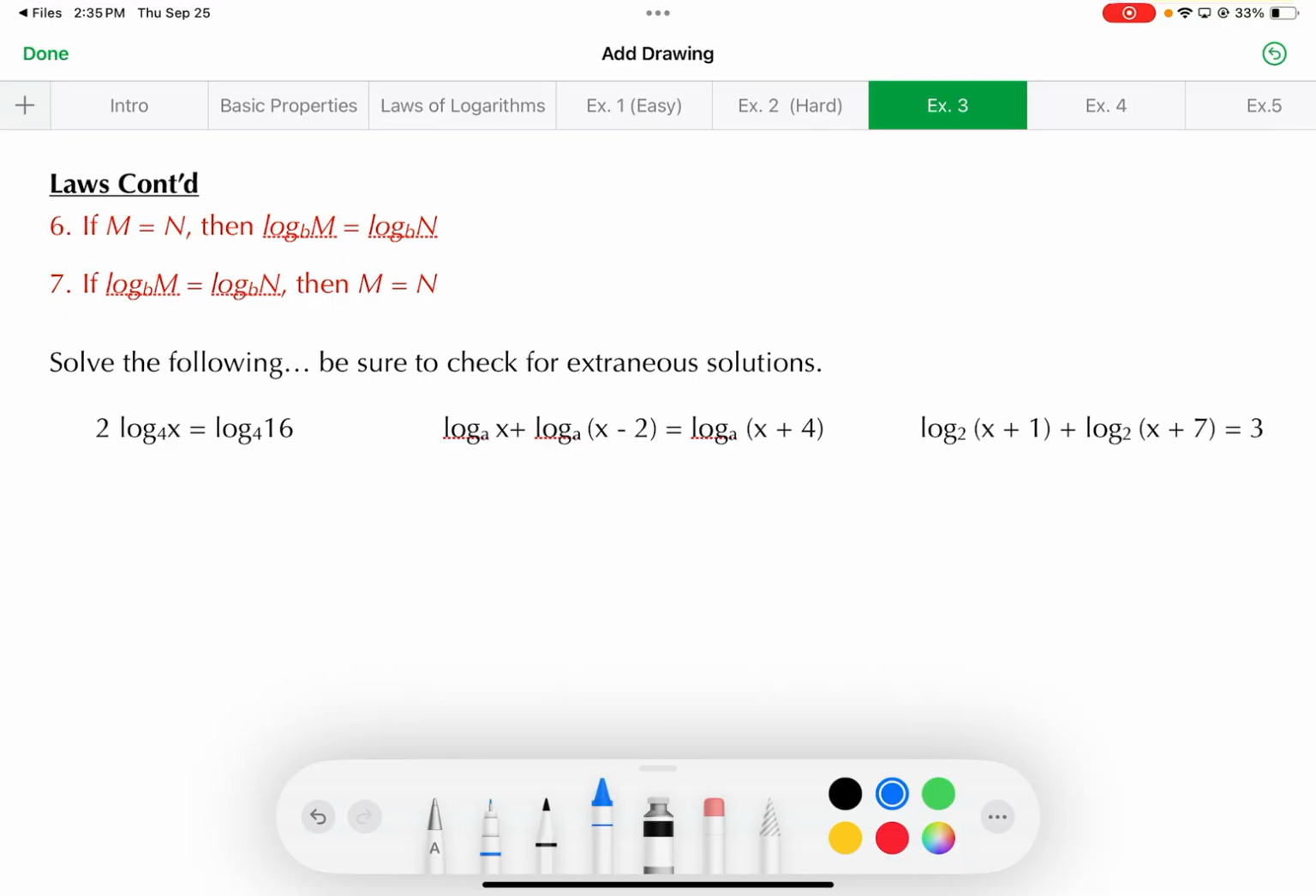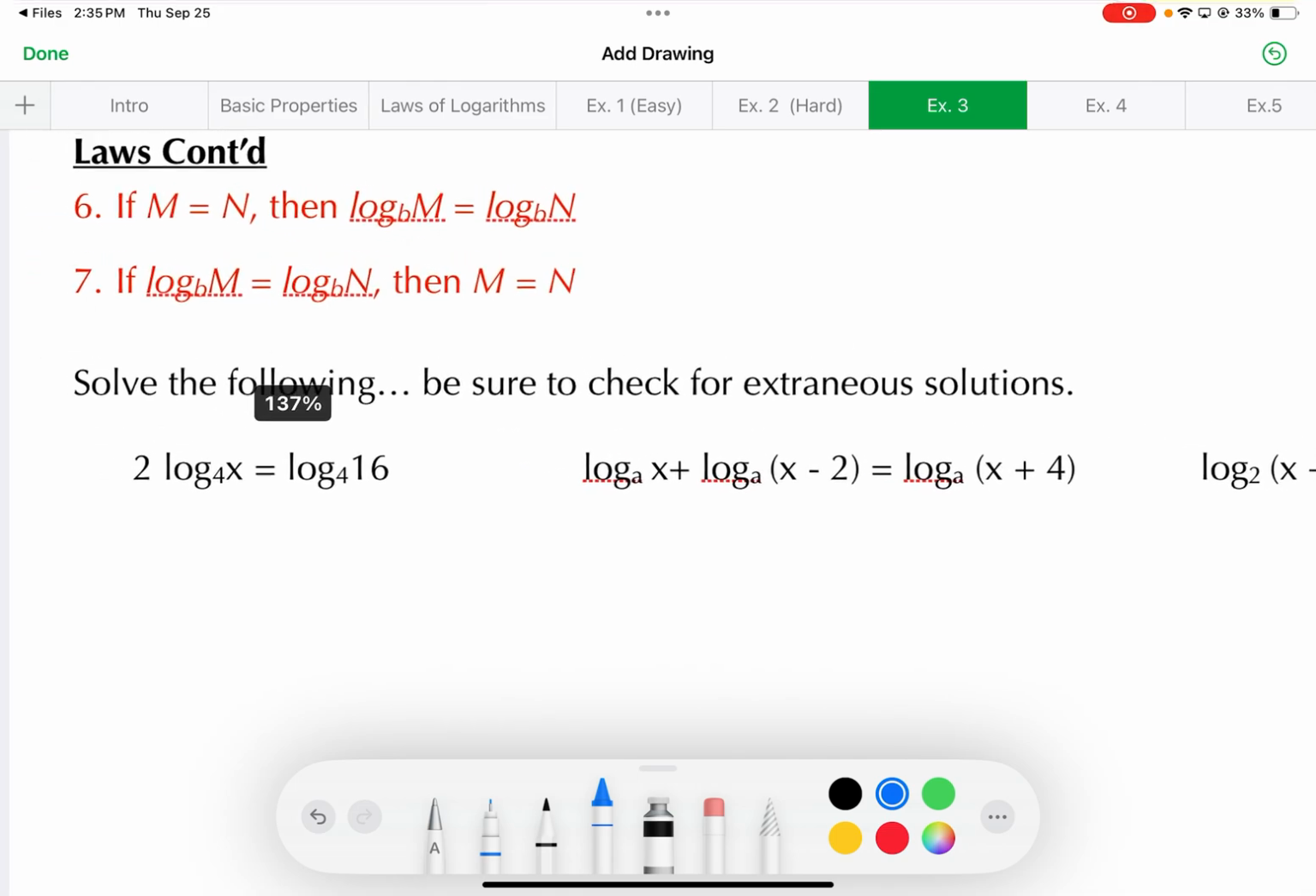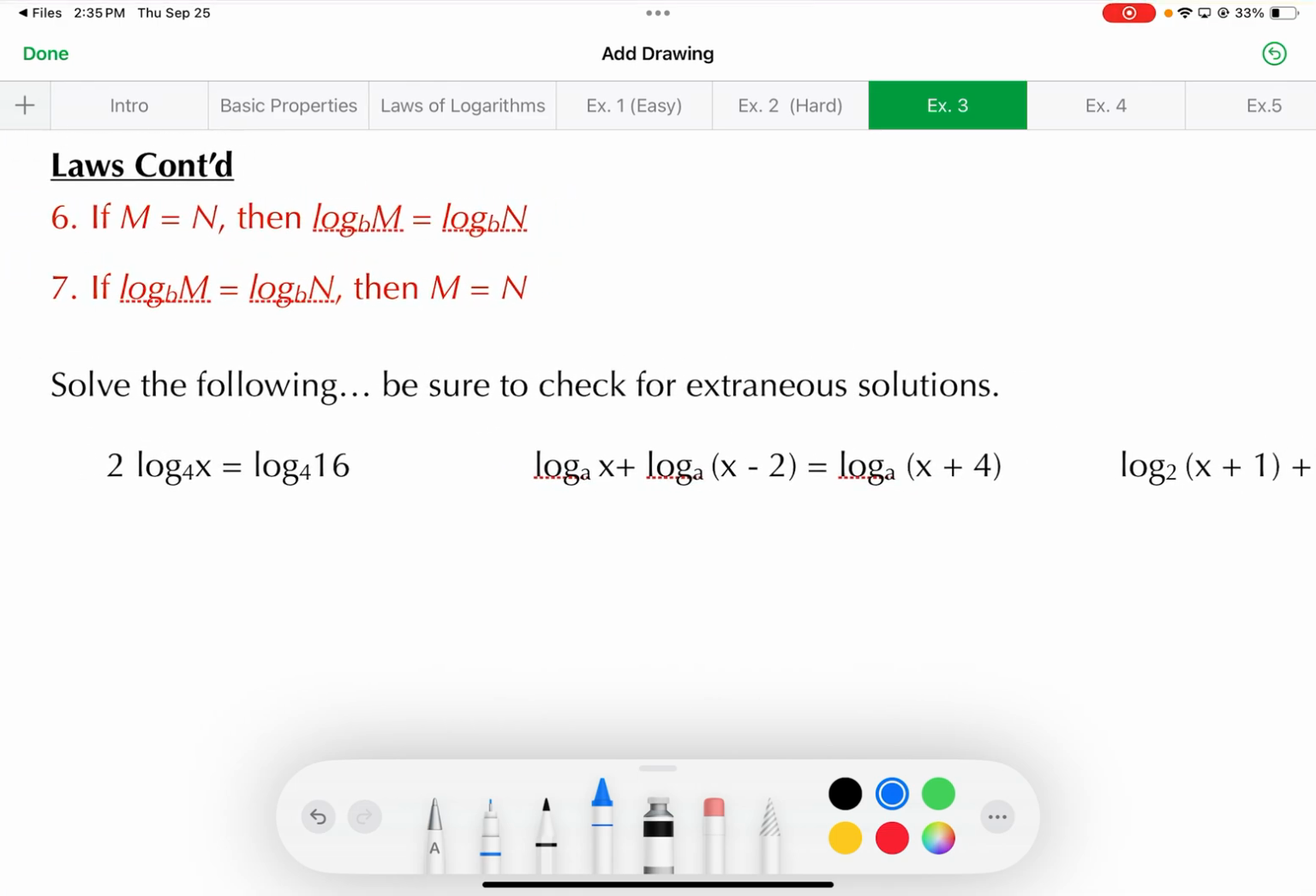If m equals n, then log base b of m equals log base b of n. All right, so that's a big one. That's saying I can essentially use a logarithm as an operation on both sides of an equation. And then 7 is just the opposite of that. If two logs are equal to each other and have the same base, then their arguments are equal. Okay, so solve these equations, check for extraneous solutions. Let's just do the first one.